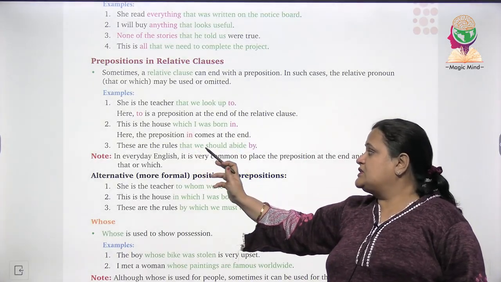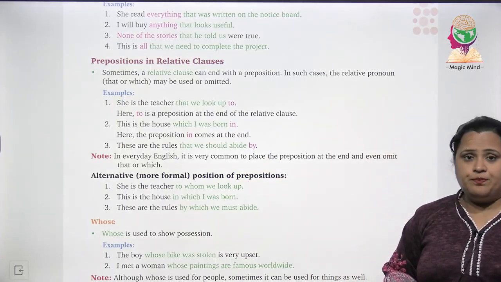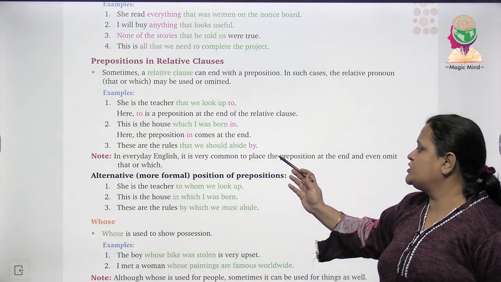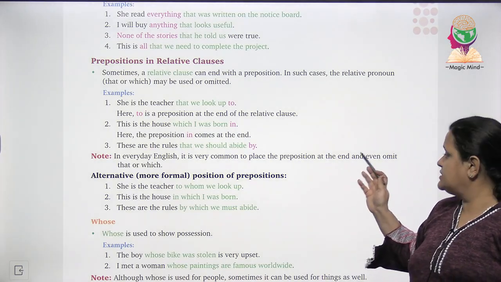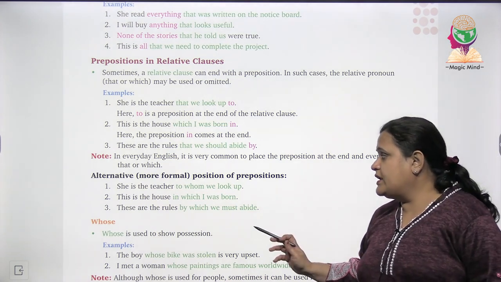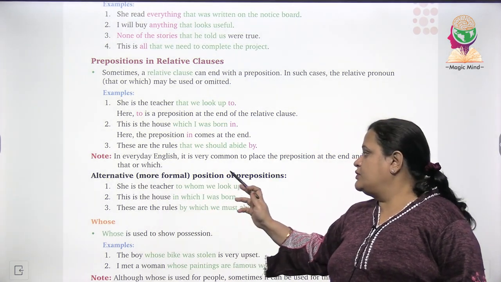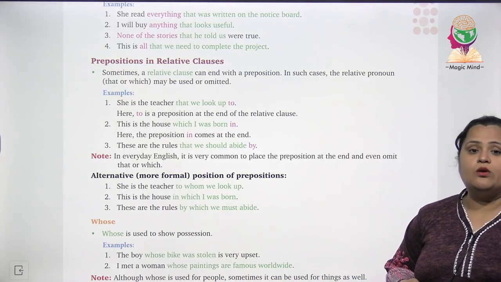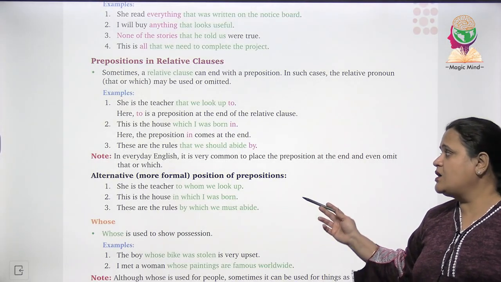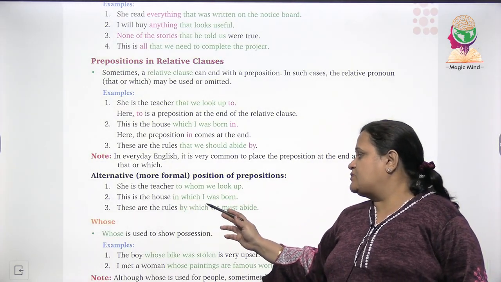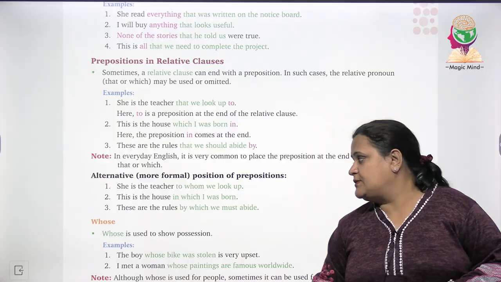Now, these are the rules that we should abide by. Okay, here is a note. In everyday English, it is very common to place the preposition at the end and even omit that or which. Alternative, more formal position of prepositions. She is the teacher to whom we look up. This is the house in which I was born. These are the rules by which we must abide.